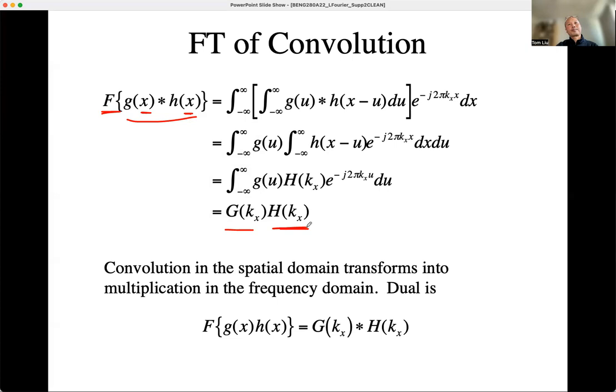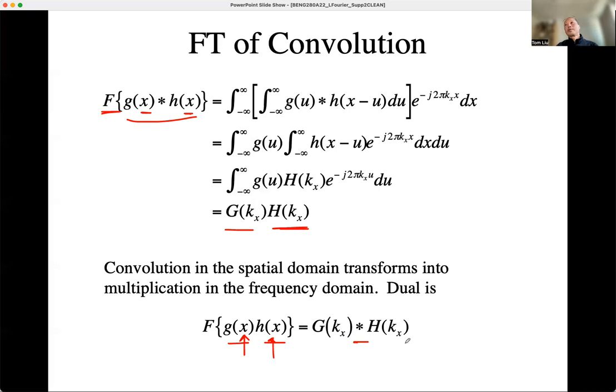Now this is different from separability, where before we had g of x and h of y, and then we had g of kx, h of ky. So this is different, and it's important to keep that in mind. We also have the dual, which is if I have two functions, g of x and h of x. Notice this is not separable anymore because these are both functions of x. So now we get g of kx convolved with h of kx. That's very different from the separability theorem we went through before.